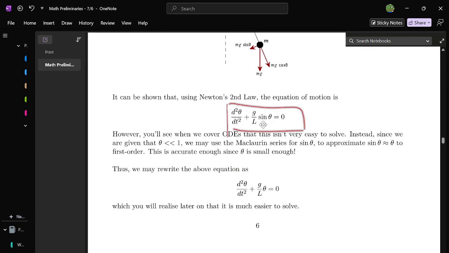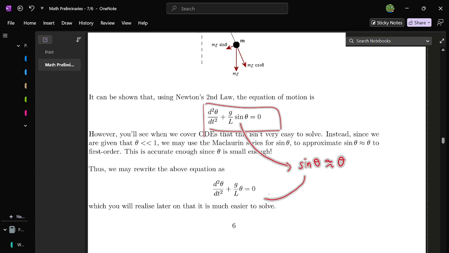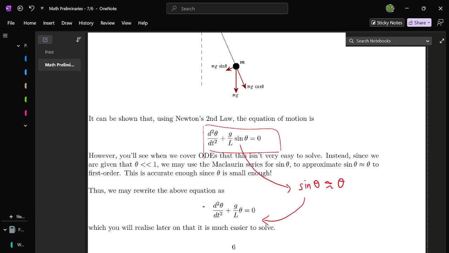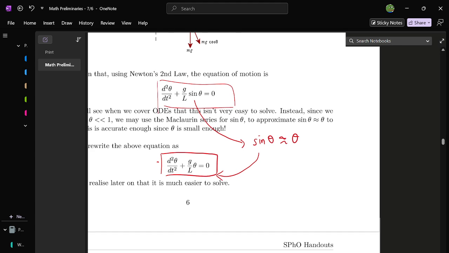So if theta is small, then sine theta is approximately theta. And you can plug this in. Then you get a simplified differential equation, which you realize is much, much easier to solve than the first differential equation. Now, you might be asking at this point again, why did we only take sine theta to be theta? Why didn't we consider this?